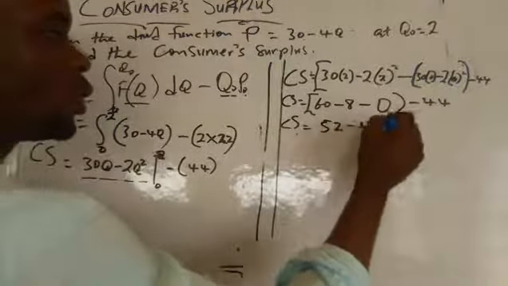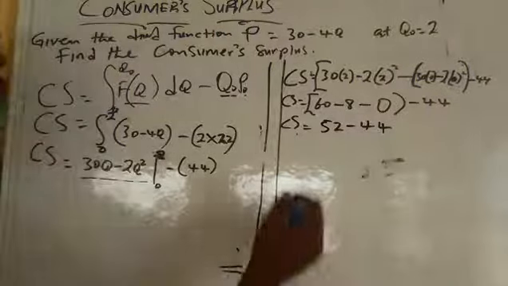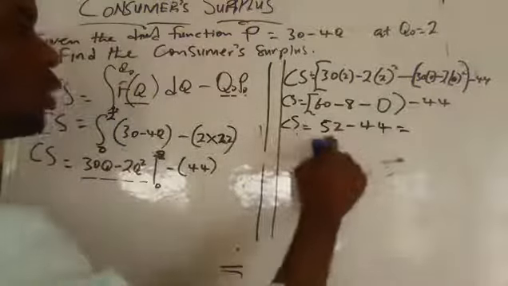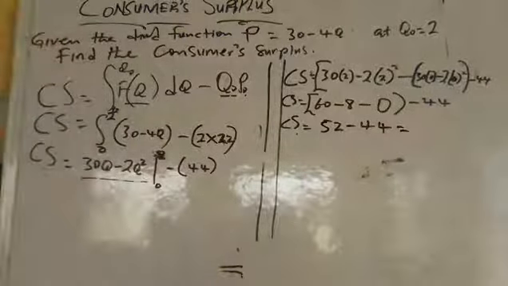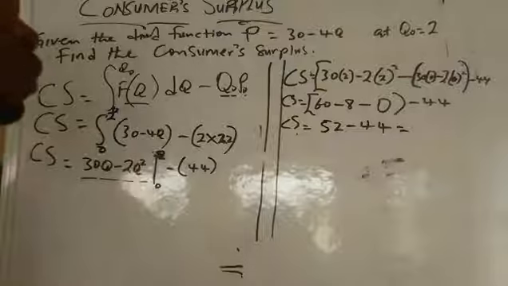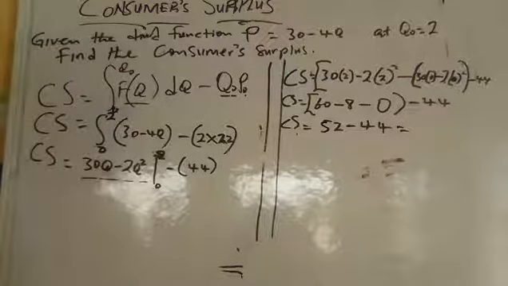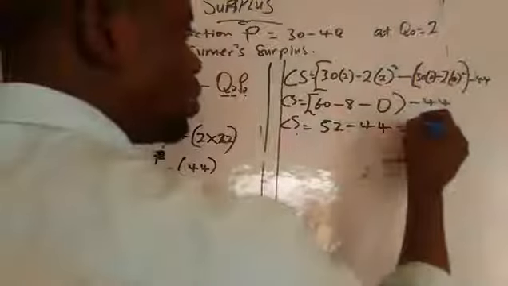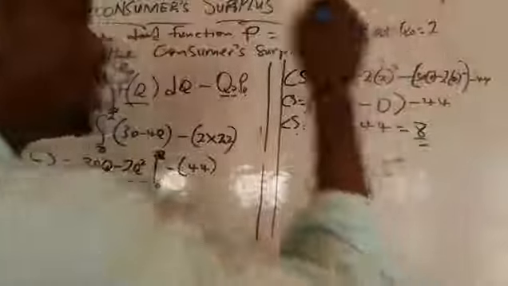52 minus 44. So when I have my 52 minus 44, my final answer will be what? What's going to give me? I need someone to help me with that, please. 52 minus 44. That's going to be 8. Yes, that's going to be 8. So our consumer surplus is $8.